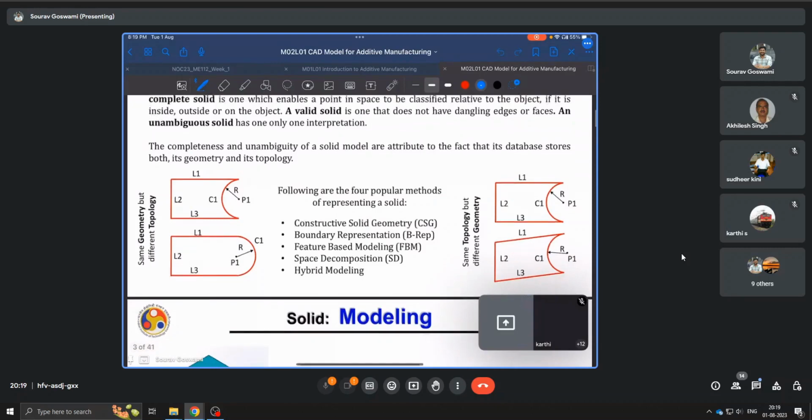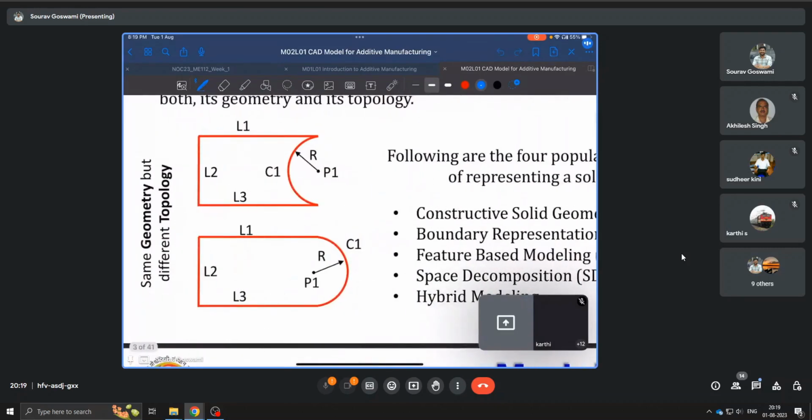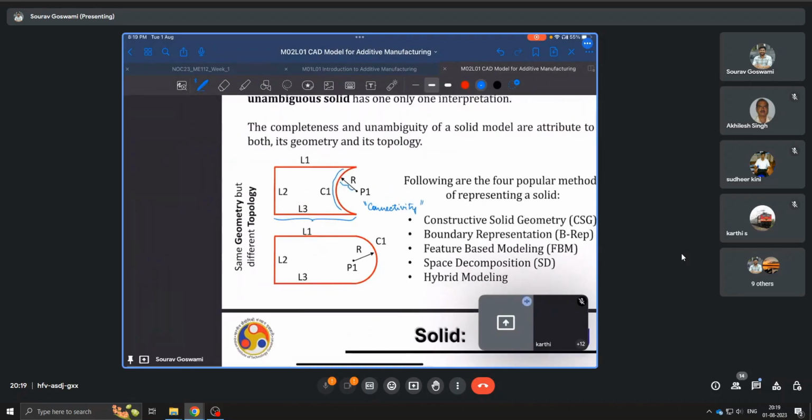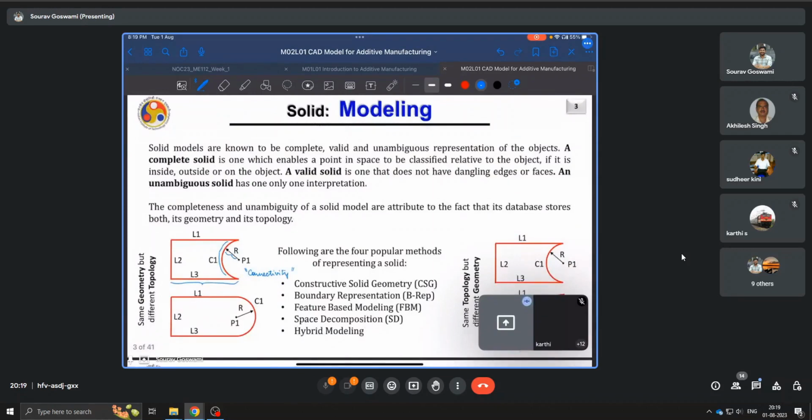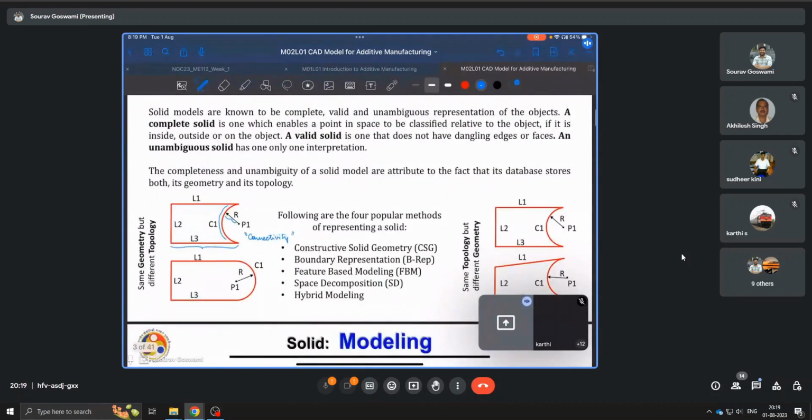When you say geometry, it contains information about the dimensions, such as the length or the radii of this arc. When you say topology, the information should also contain something about the connectivity or the interconnectedness. So, which part is connected to which other part and how? That is what topology is all about.